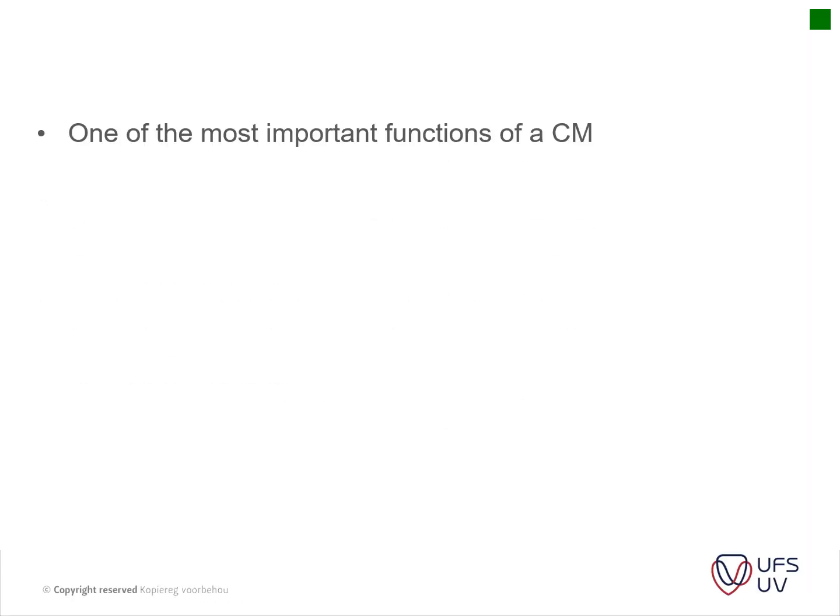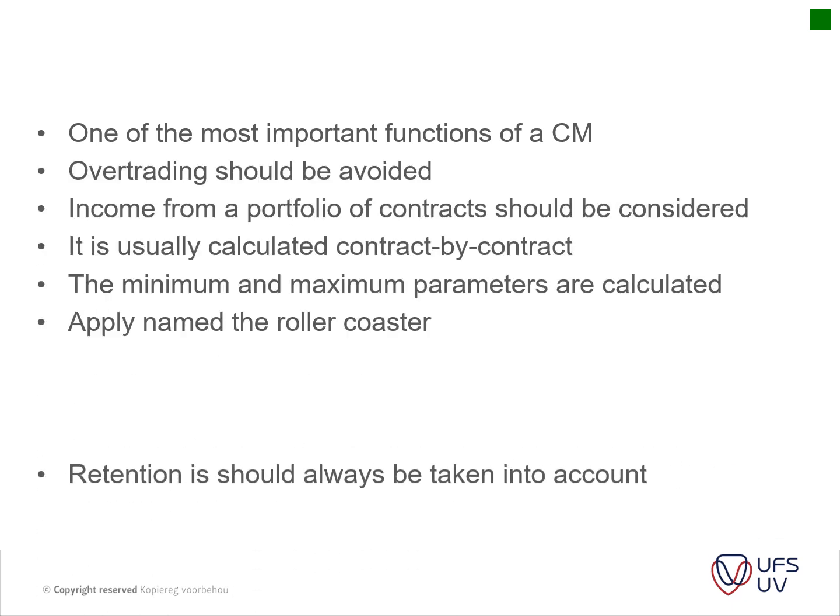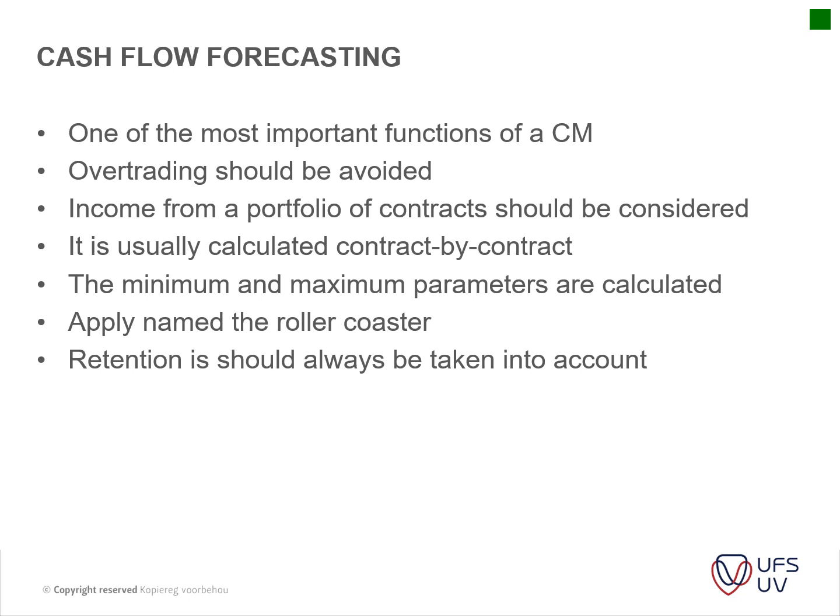Okay, then we get to our, let me just scroll down to see what the heading is. Then the cash flow forecasting. One of the most important functions for the construction manager is to actually be able to do a cash flow forecast. That's why I say this chapter 14 is crucial, and it's a very important chapter. You have to understand overtrading should be avoided at all costs.